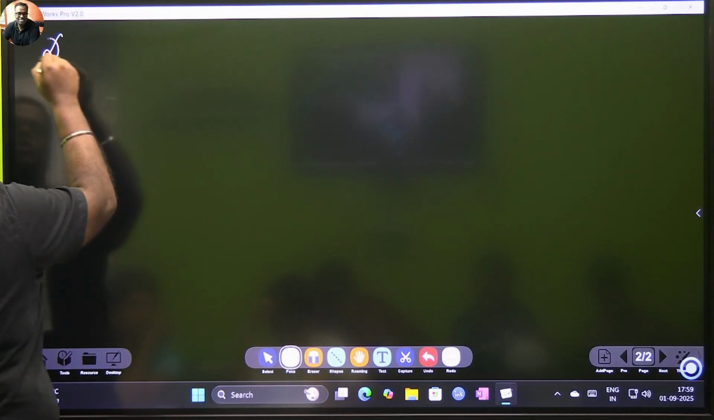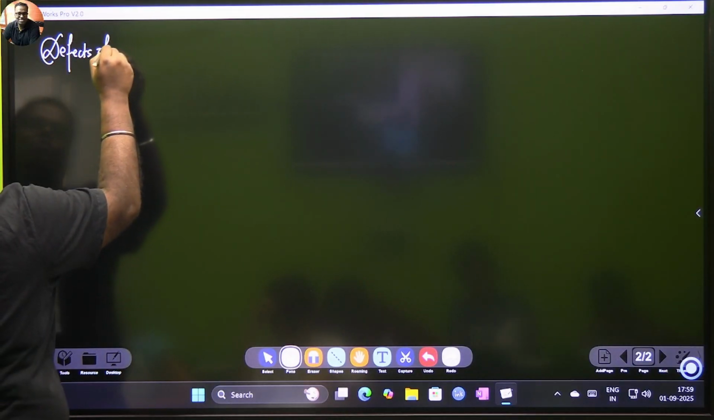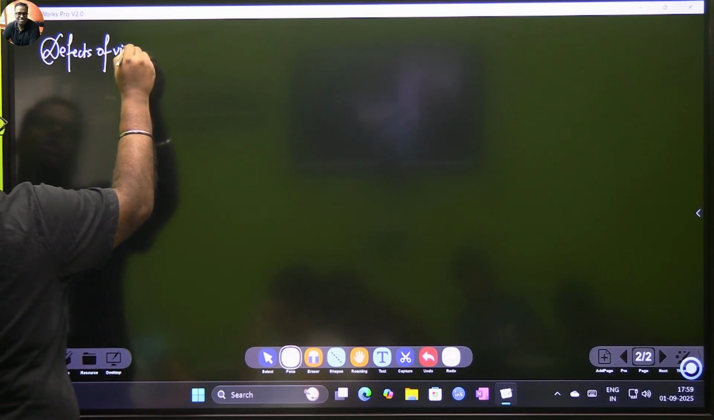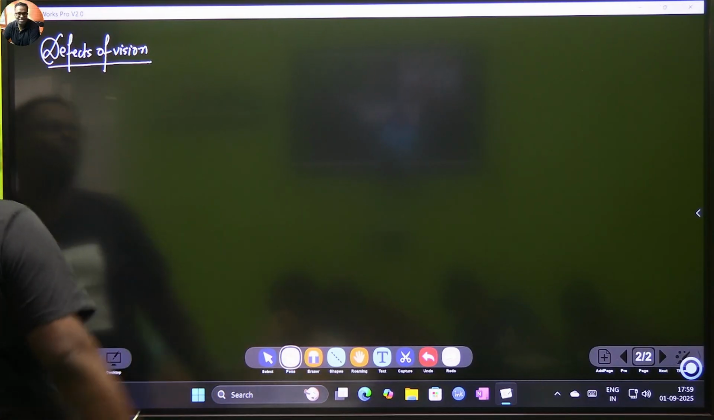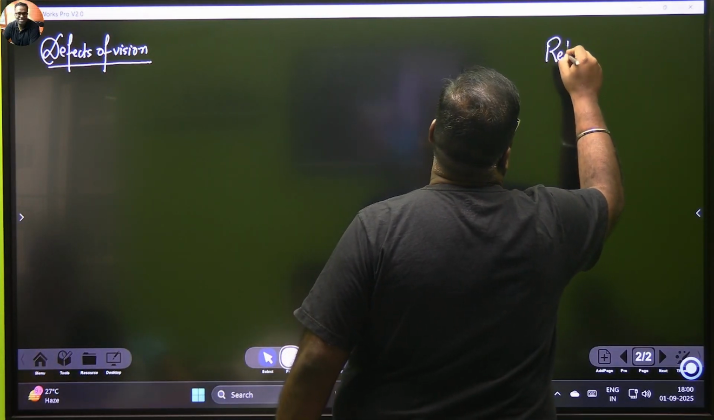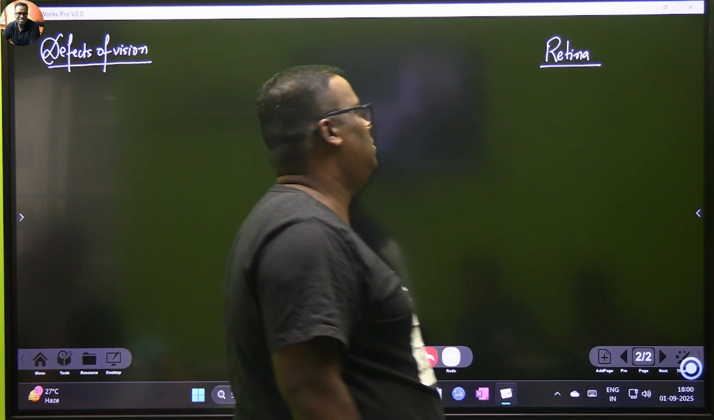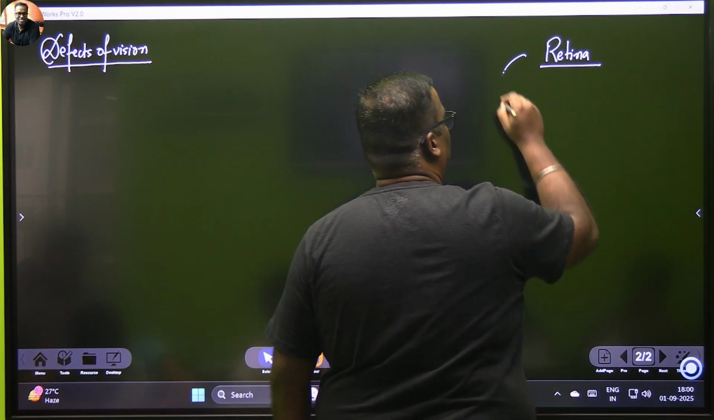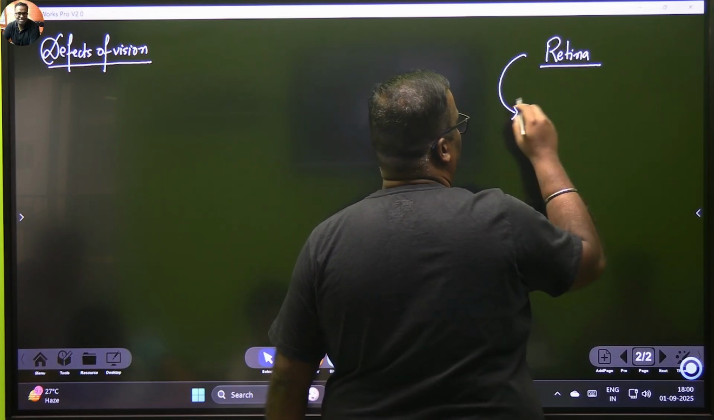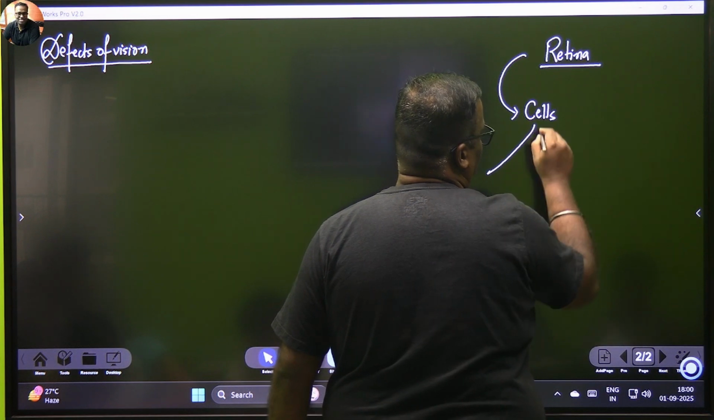Let's now talk a little bit more about defects of vision. We start our defects of vision discussing from the retina. Now, what was the retina? The retina was like the screen where the image is formed. This nice little part of the eye has got some cells of 2 different types.